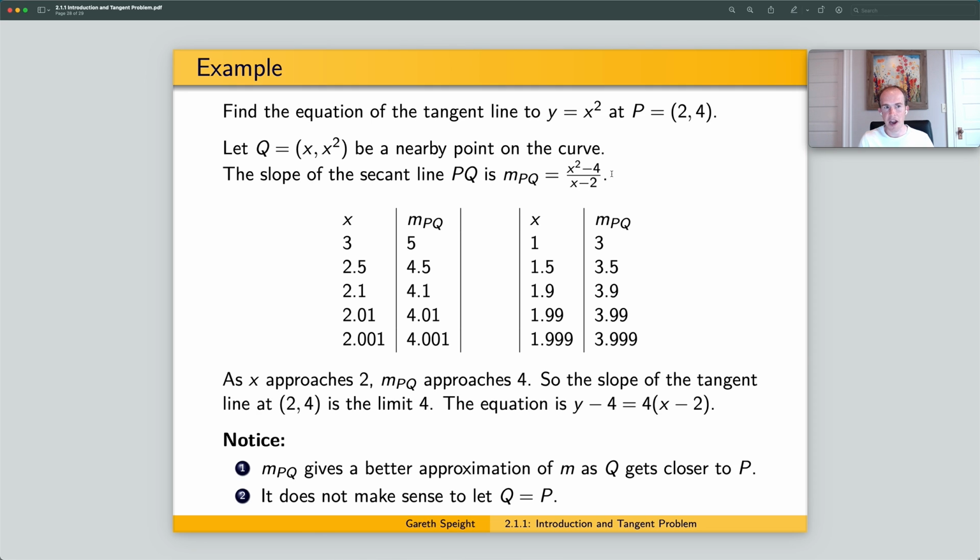Okay, so this was just a first motivating problem for why we have to study limits. In the next video, we're going to see another problem, and then in the next section, we'll actually get onto studying limits.